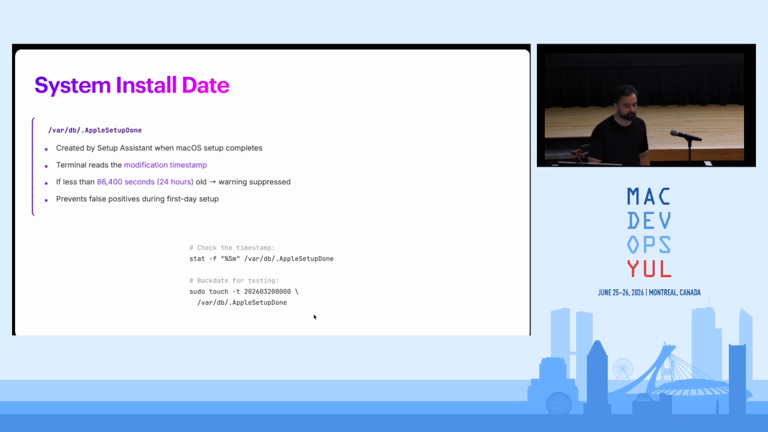And you could check it with the stat command, and you can also backdate it with sudo touch, time stomping, if you'd like to test this. What's a funny thing is that we actually observed North Korean threat actors also check the modification timestamp of the same file to see if they're running on a fresh system that could be a test machine or a VM.